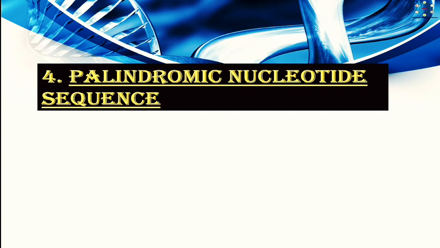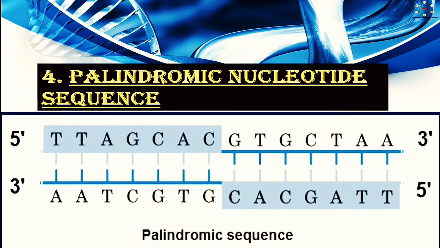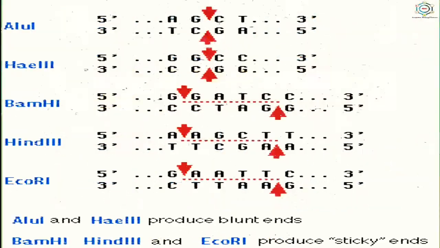Now after this, here you can see the palindromic nucleotide sequences. So what are palindromic nucleotide sequences? Palindromes are groups of letters that form the same words when read in either forward or backward direction. So here you can see in the 5' to 3' direction, T, T, A, G, C, A, C. And from the back direction, from 5' to 3', T, T, A, G, C, A, C. So this shows the palindromic sequences.